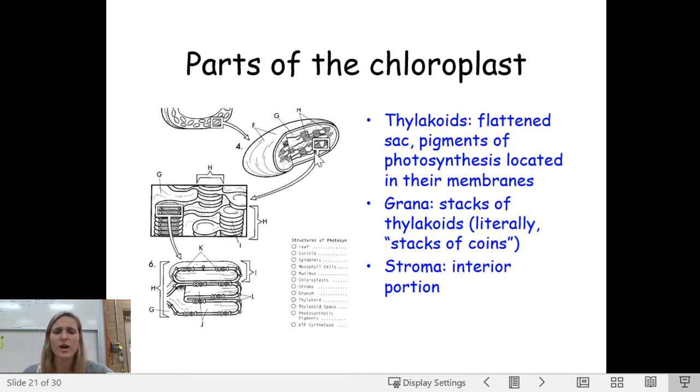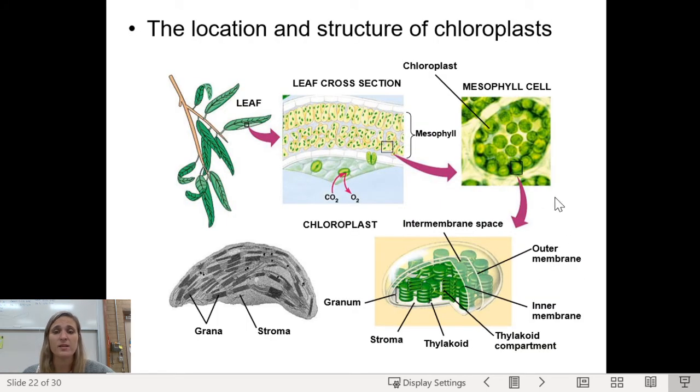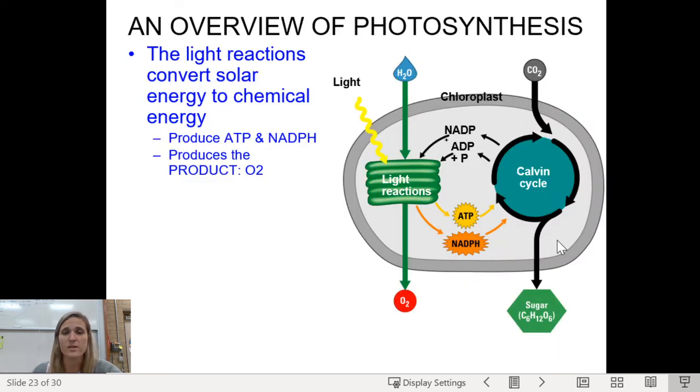And then the stroma is the inner part of the chloroplast. That's the spaces between the stacks of thylakoids. This just gives you a picture. Again, you get a good picture of a chloroplast. Now would be a good time to pause and insert a picture of a chloroplast. Something like this one would be great. That has the clear membranes, the stacks of thylakoids, and then the stroma being the inside of the chloroplast.